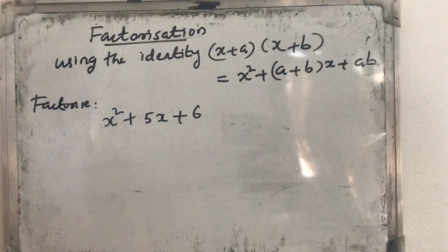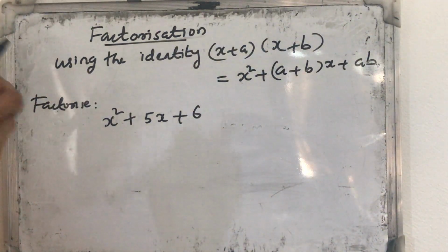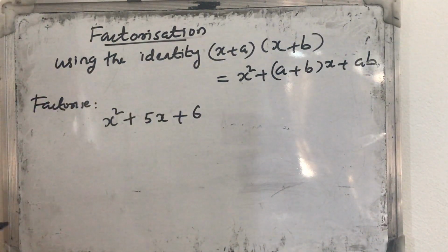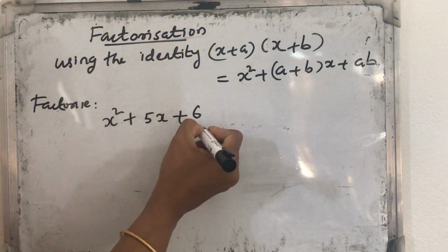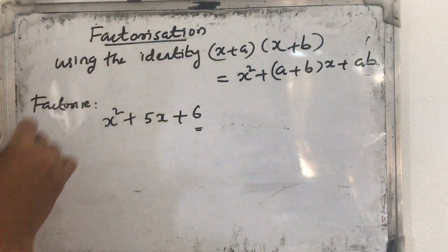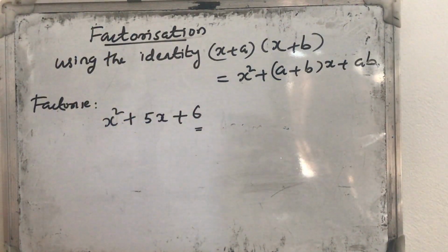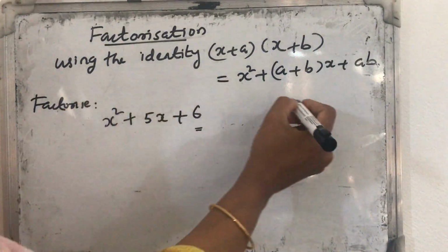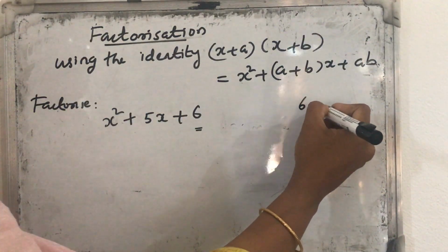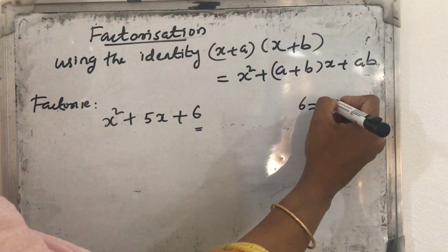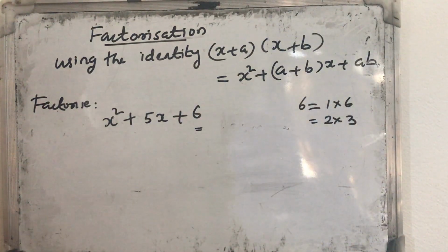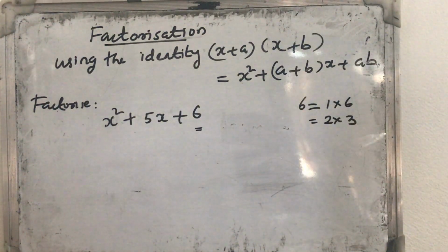It is very easy if you understand the trick. When you get this type of algebraic expression, first take the last term, that is the constant number. In this expression the constant number is 6. Then we find its factors. The factors of 6 are 1 and 6, and another pair is 2 into 3.